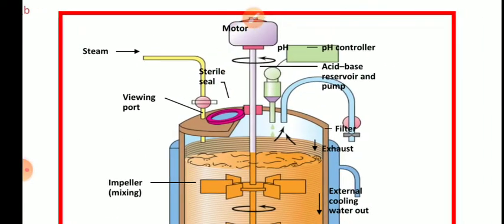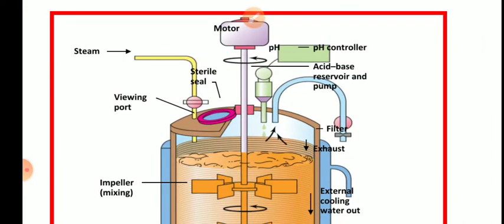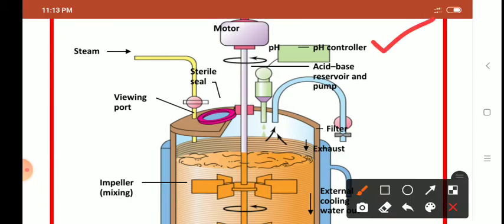So we have here a fermenter. So you can see here the pH controller. You can see the pH controller, okay, which is a pH probe which tells the pH inside the vessel.